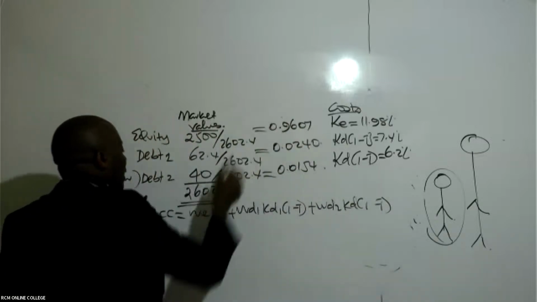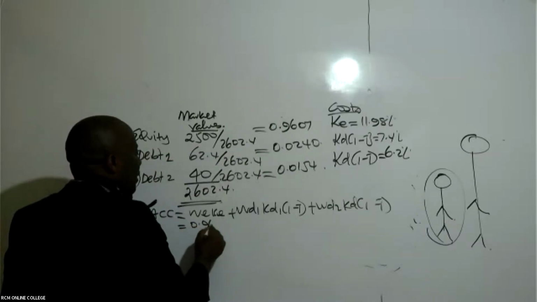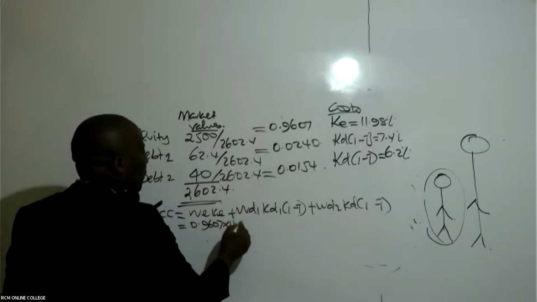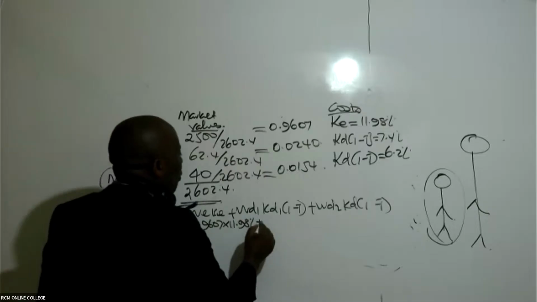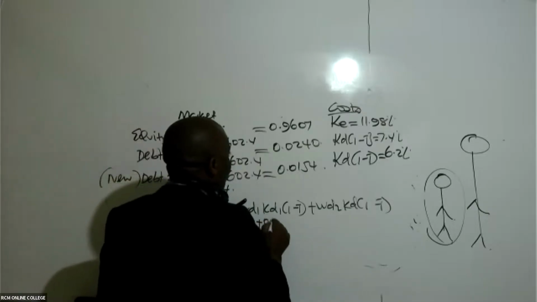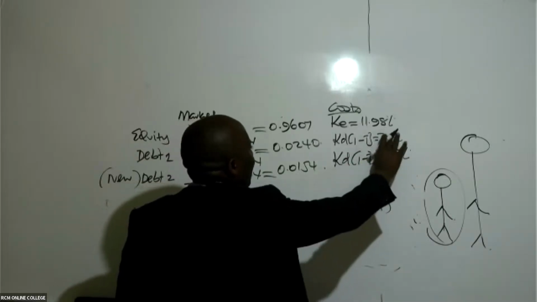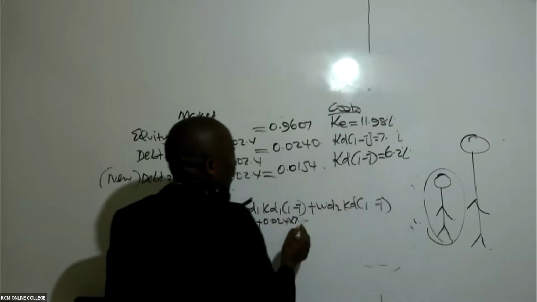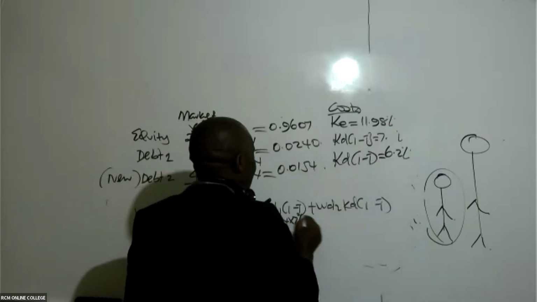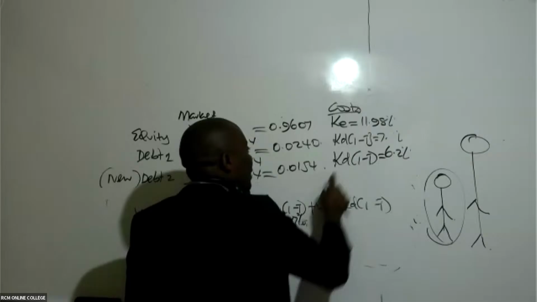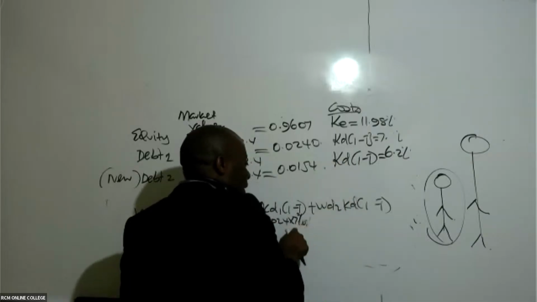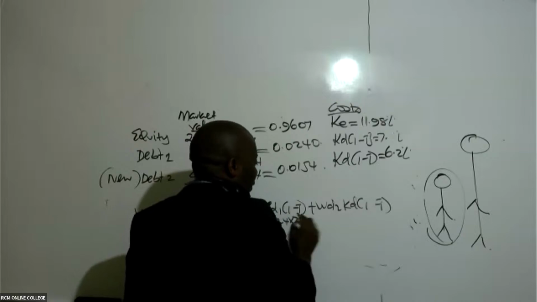So our weights are here. We have 0.9607 times the cost of equity, 11.98. Weight of debt 1 is 0.024 times 7%. And remember, this is after tax. Don't adjust this figure for tax again.